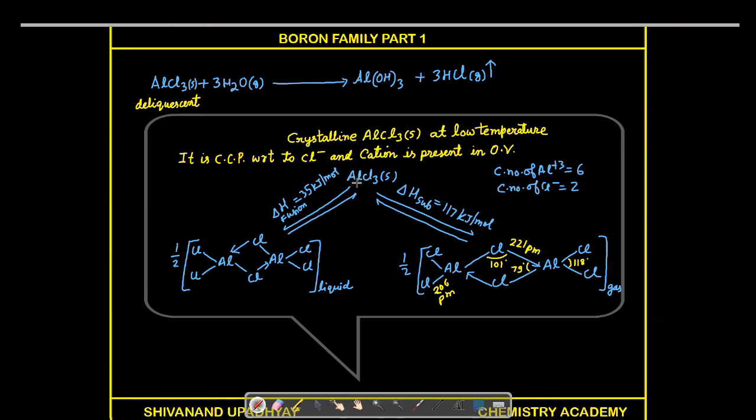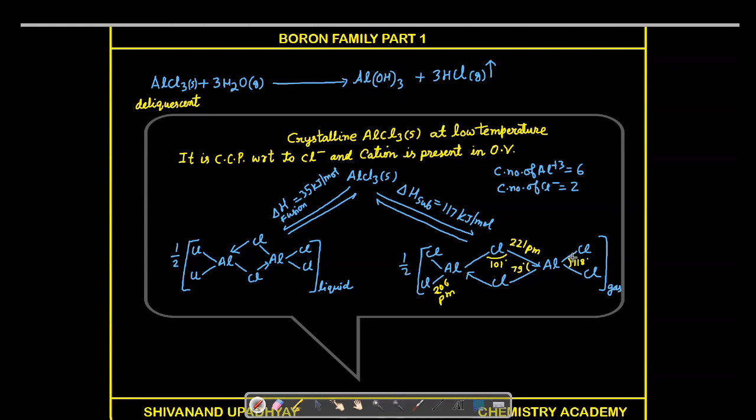Now this AlCl3 solid means it is a dimer. This dimer on heating will melt, and the heat of fusion is 35 kilojoule per mole. So in the molten state also it is existing in the form of dimer. Solid state also it is dimer, molten state also it is dimer. Again, when we heat it, it will sublime. In gaseous state also it is existing in the form of dimer.